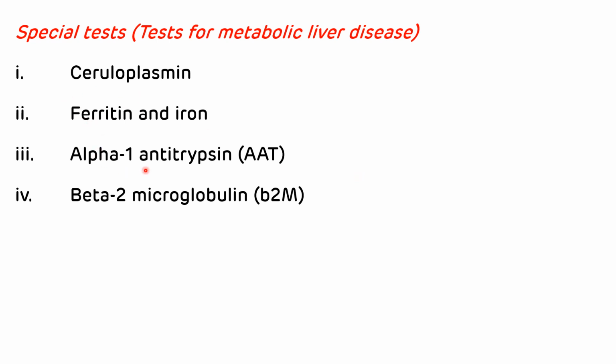Ceruloplasmin, ferritin, alpha-1 antitrypsin, beta-2 microglobulin are examples of plasma proteins. The last special test is alpha-fetoprotein.